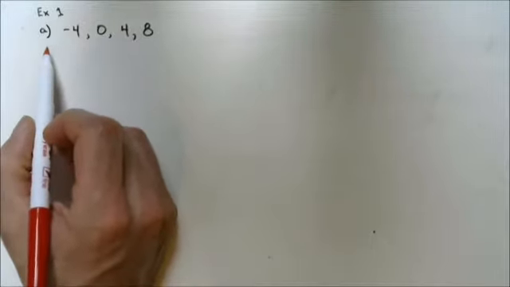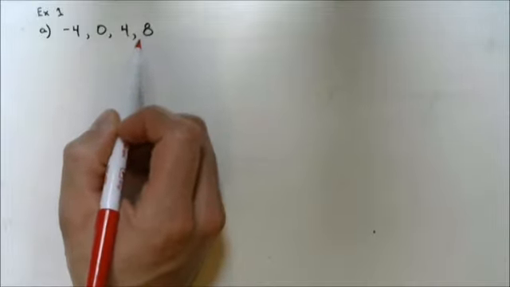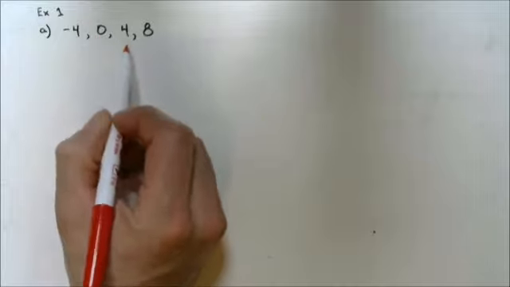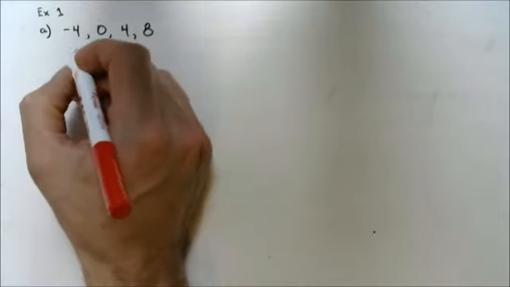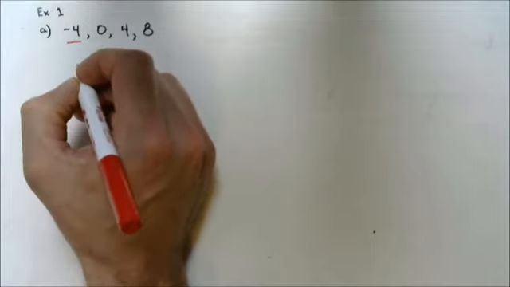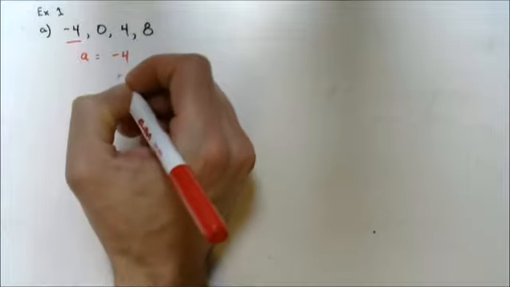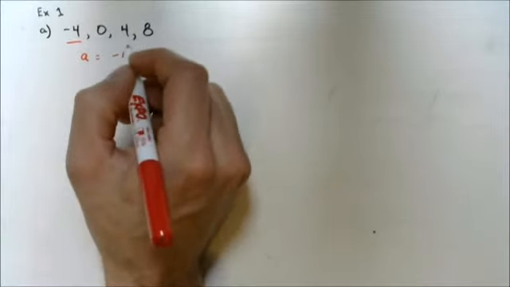The sequence we're given in A is -4, 0, 4, 8. It's arithmetic because I do the same thing to get from term 1 to term 2 to term 3 to term 4. And they already give us the first term. So the first term is given, it's right there. So A equals -4.